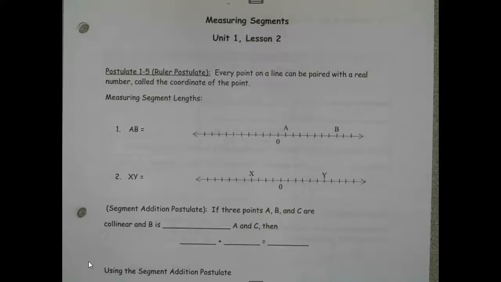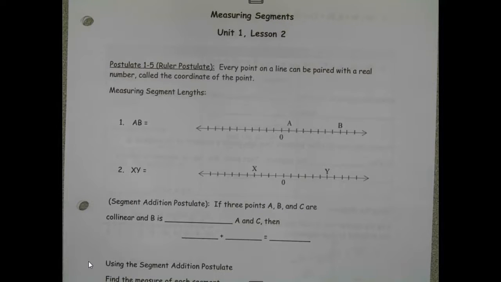Alright guys, today is Geometry Unit 1, Lesson 2. This is in two parts. The first we're going to deal with is lines, and in part 2 we're going to talk about angles. So the first thing we want to talk about is the ruler postulate: every point on a line can be paired with a real number called the coordinate of the point.